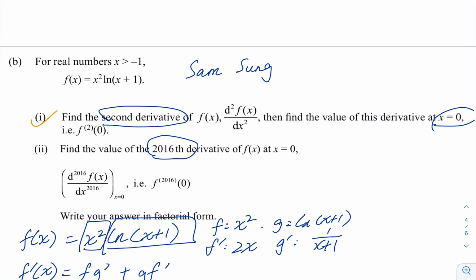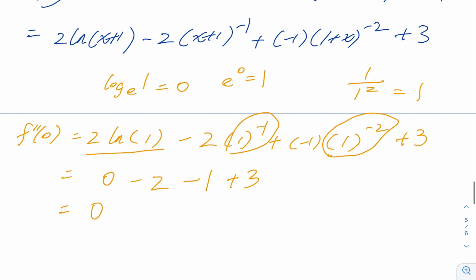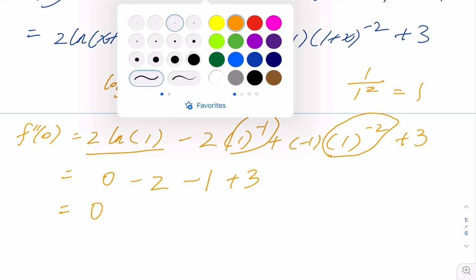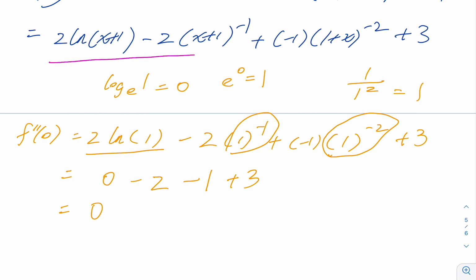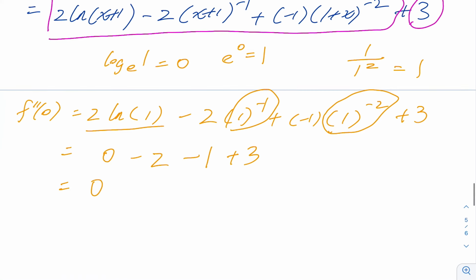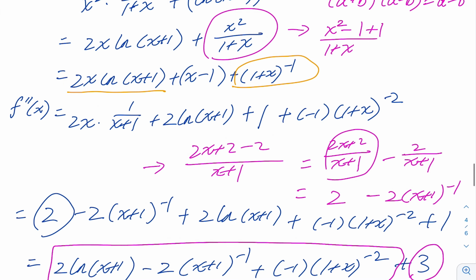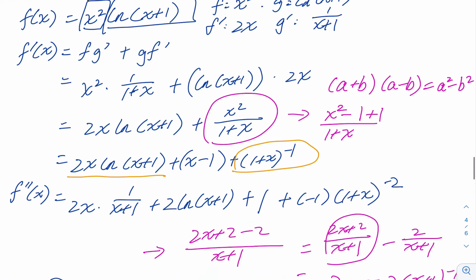Now, we're going to find the value of the 2016th derivative of f(x) at x equals 0. Remember, we can see a very clear pattern here. If we differentiate this one more time, this constant is going to disappear. Now let's differentiate this again and see if this is a good pattern.